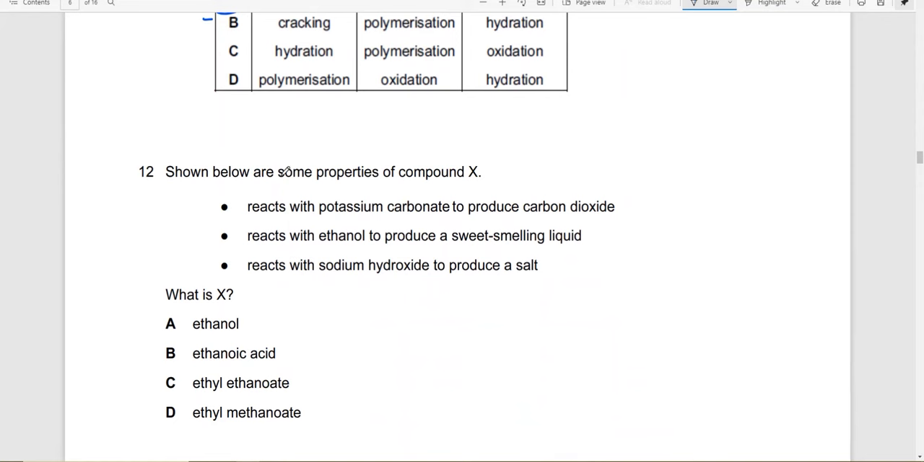A. Shown below are properties of compound X. Compound X reacts with metal carbonate to produce carbon dioxide. It has to be an acid. It reacts with ethanol to produce a sweet smelling liquid, which is an ester. So it is obviously a carboxylic acid, so it is ethanoic acid.